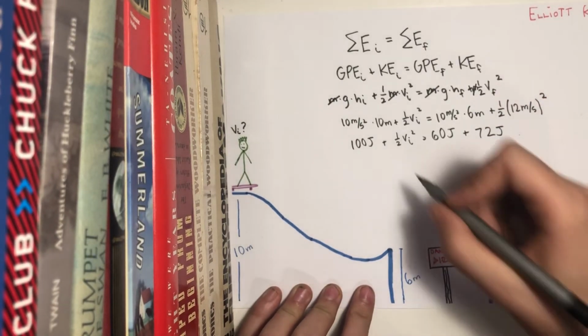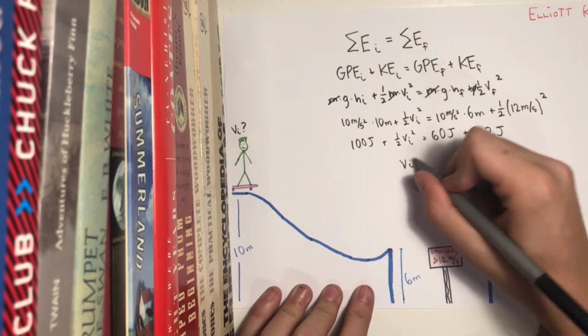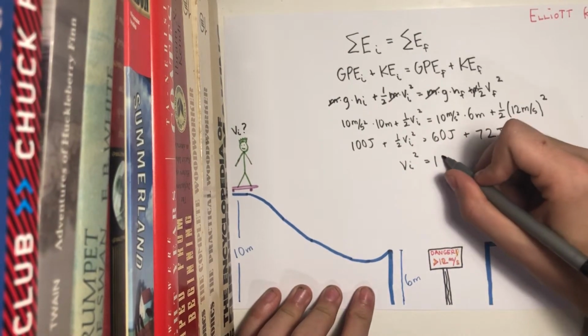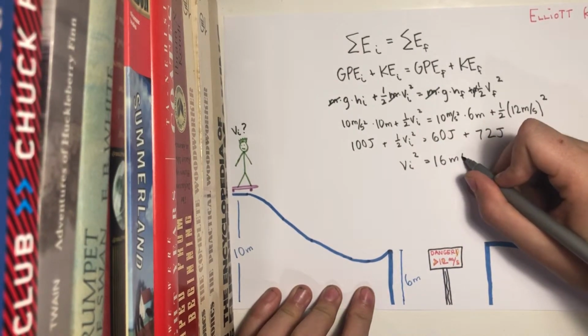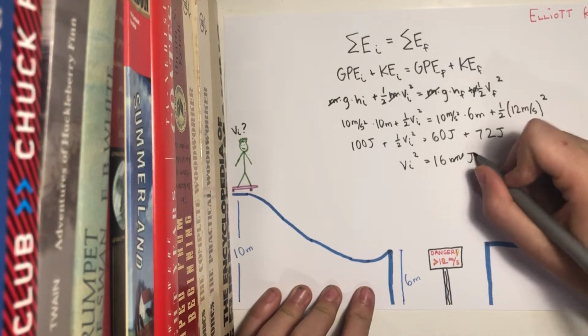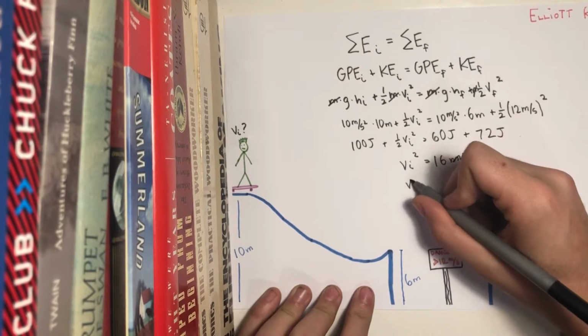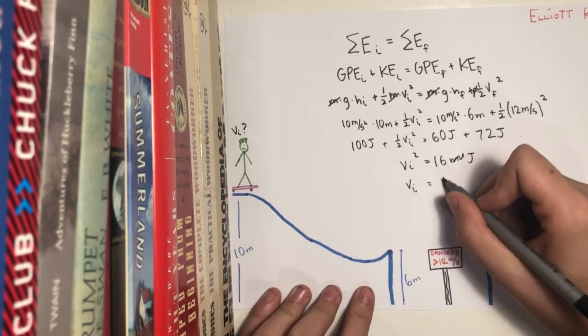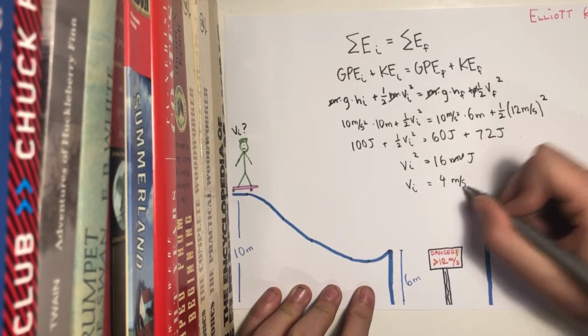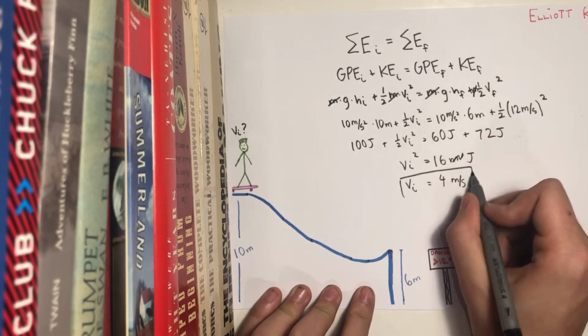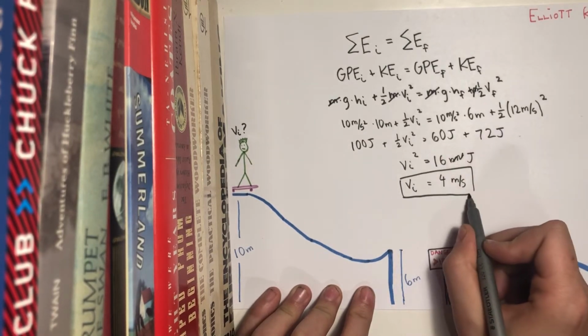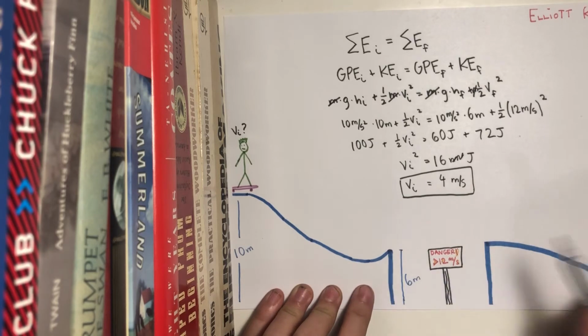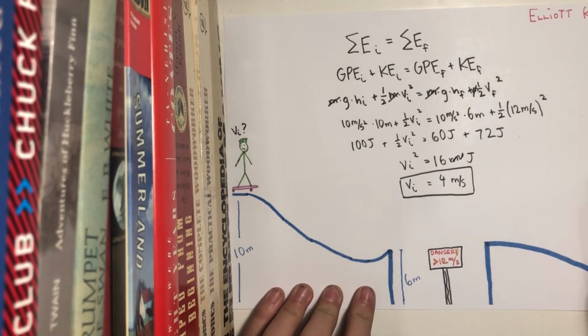And if we combine these and move it over, we're left with our initial velocity squared equaling 16 joules. And so our initial velocity is 4 meters per second, which means that James has to be going at least 4 meters per second when he starts going down the ramp, so that when he's at the bottom of the ramp, he's going at least 12 meters per second.